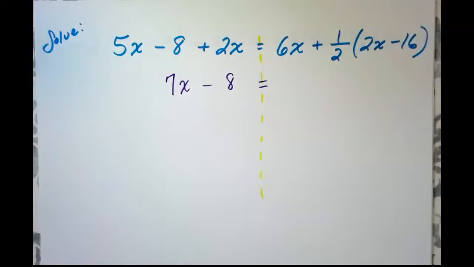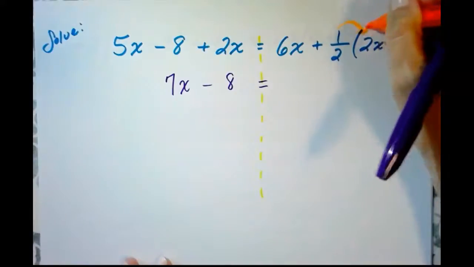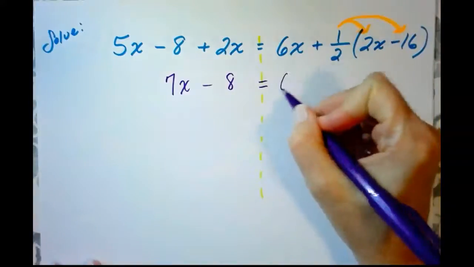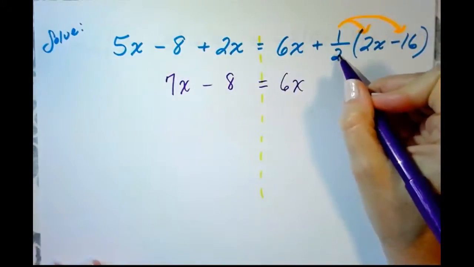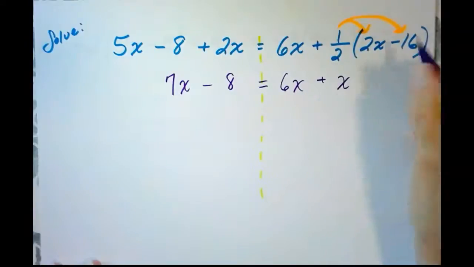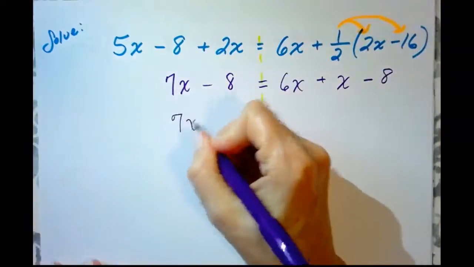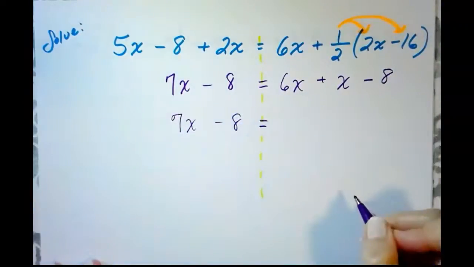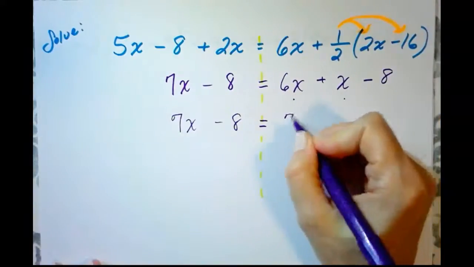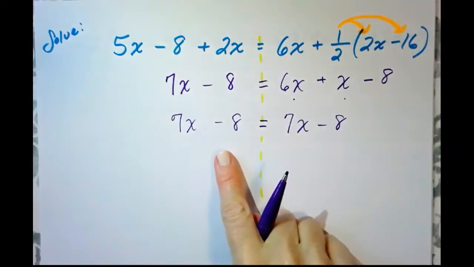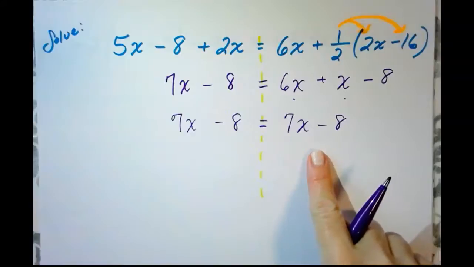On the right-hand side, the first thing we need to do is distribute the 1/2. And remember, multiplying by 1/2 is exactly the same as dividing by 2. So think about that. So bring down the 6x. 1/2 of 2x is 1x, and 1/2 of negative 16 is negative 8. So when I combine my like terms on the right-hand side, 6x plus 1x is 7x, we end up with 7x minus 8 equals 7x minus 8.